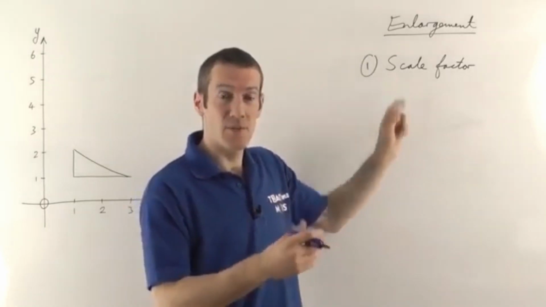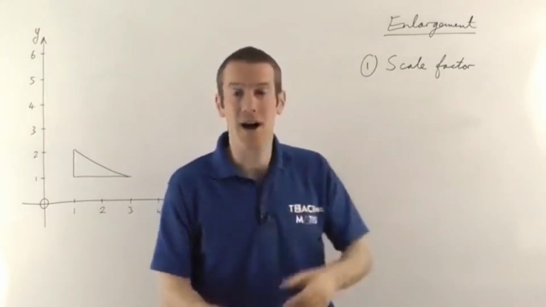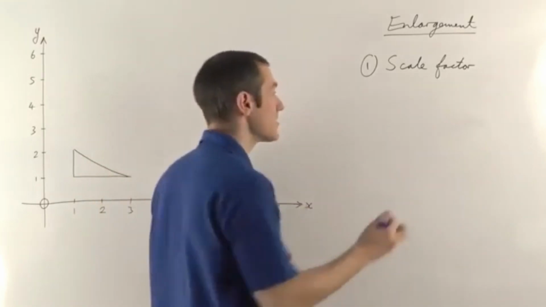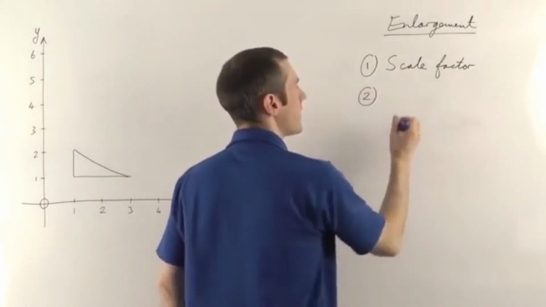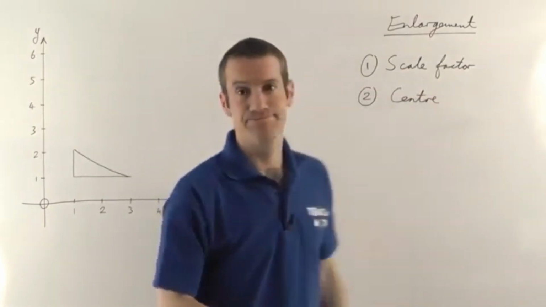So a scale factor bigger than 1, that's multiplying it, it's going to get bigger. But if the scale factor is smaller than 1, like a half, it means it's going to get smaller because all the lengths will be half as long. So that's the first thing you need. And the second thing you need to specify is what's known as the centre of enlargement.